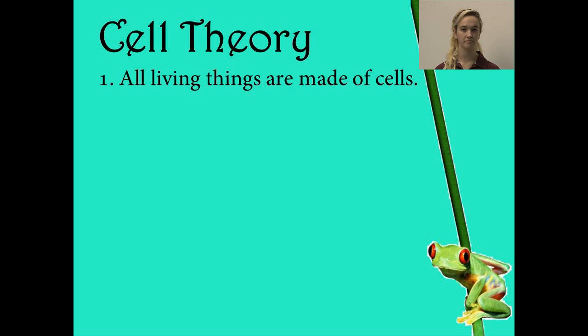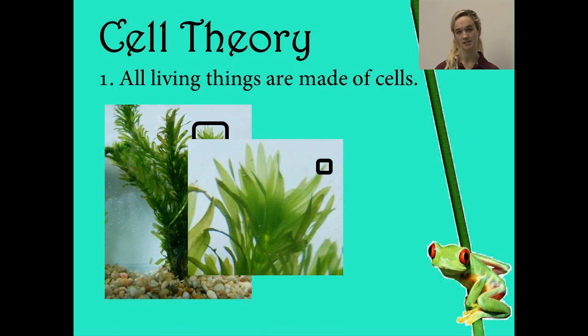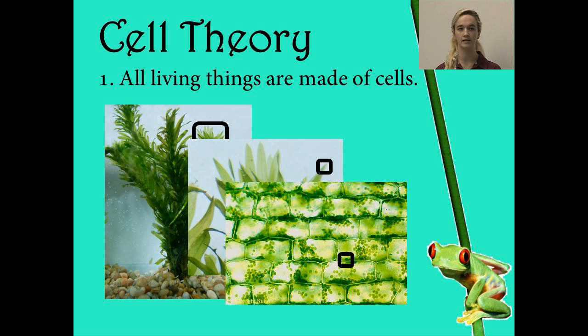So the first principle of the cell theory is that all living things are made of cells. So here we have a picture of a plant called Anacharis. It's a water plant. So if we were to zoom in on that part of the plant, we just have bigger leaves. But if we were to take a really thin piece of that plant and look at it under a microscope, we could actually see the cells. So every one of those cubes is a cell, and you can see it has a cell membrane. And then if we look very close, we can see an organelle.